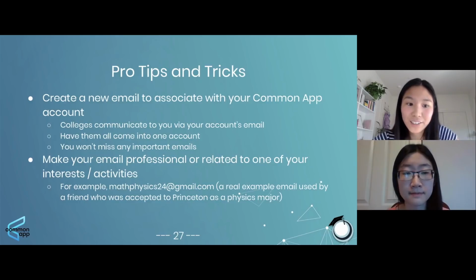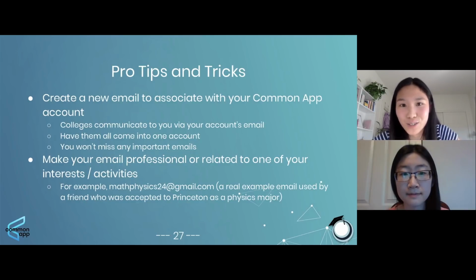And then also make sure that your email is going to be professional or even related to one of your interests or activities. So for example, a friend of mine applied with mathphysics24@gmail.com, and he was applying for the physics major, and he was accepted to Princeton as a physics major. So that's just one little tip for boosting your application theme or site that you're trying to portray. You can even do it through the email that you register with, that you associate with your account.